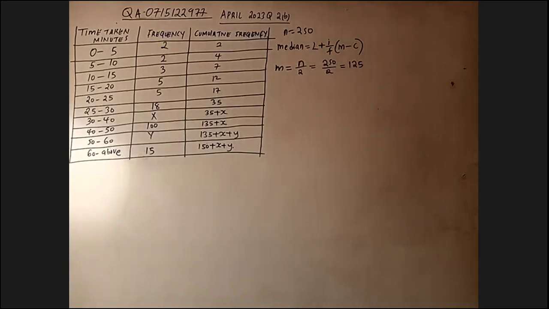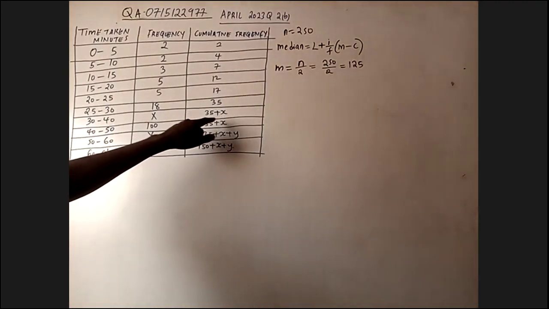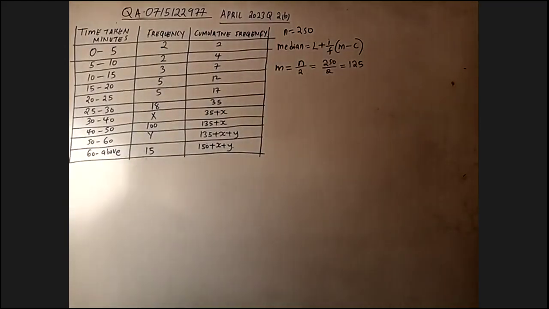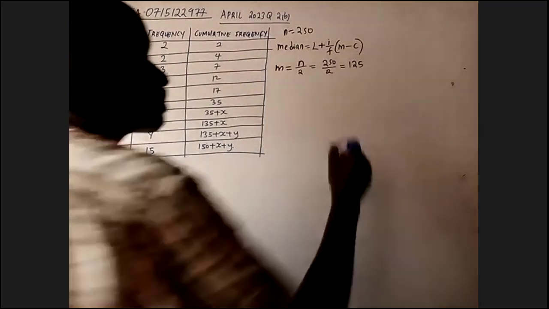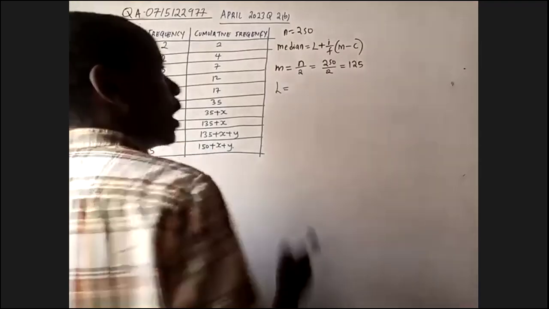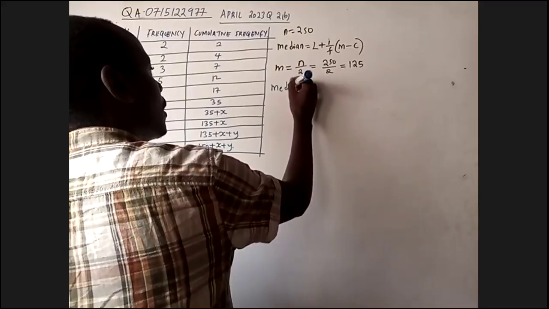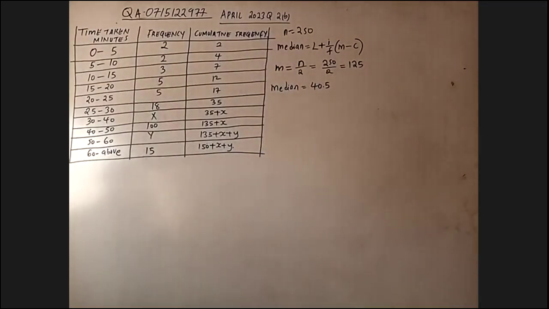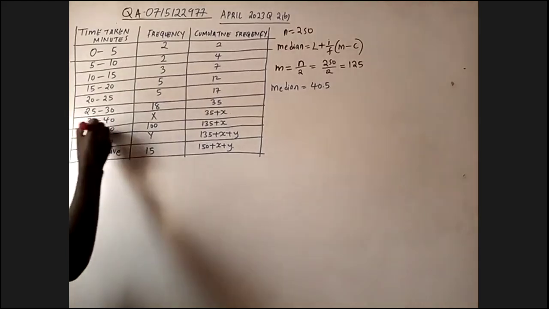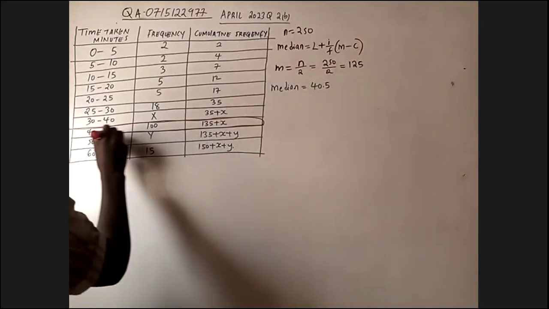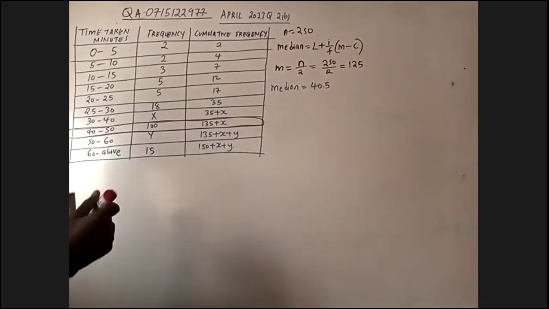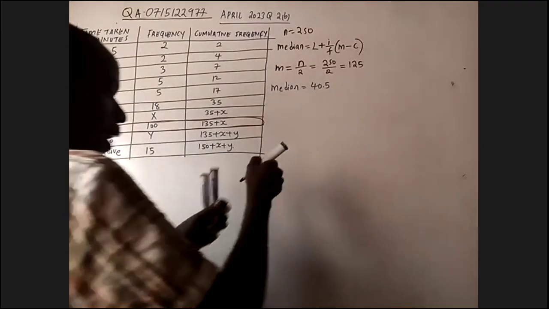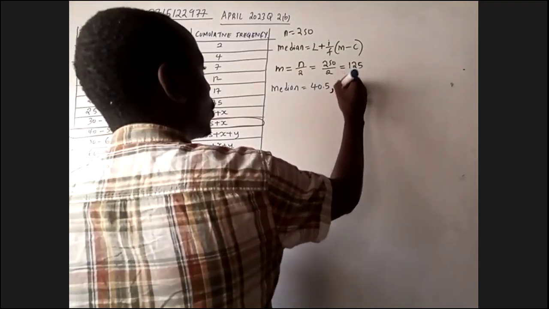Now where does the 125 lie in our table? We don't know. Looking at 135 plus x, x could be a great number if you add that. Even that is not the way, do it this way: we have been given our median. How much did he give us? 40.5. Now, where does this lie? Between which value and which one? 40 to 50. So we know it lies somewhere here, though we don't know the exact figure. With that information, we can get our L.